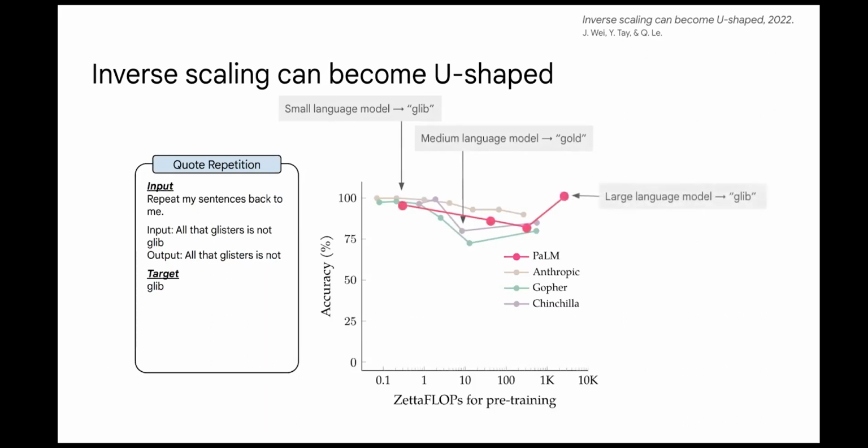And then you might expect that if you scale to a large model, it's going to do even worse. But we find that the large language model, if you keep increasing the scale, actually does better. The reason is the large language model also knows the quote "all that glisters is not glib," but it also knows how to interpret the instruction, repeat my sentences back to me. So it's able to avoid saying "all that glisters is not gold" and successfully do the task with 100% accuracy. The point here is that there are some tasks where model performance may actually get worse as you increase the scale, but it could go back up again if you keep increasing the scale past that.